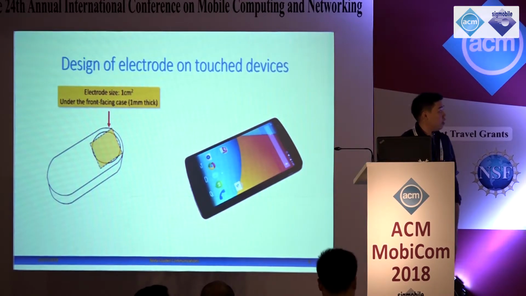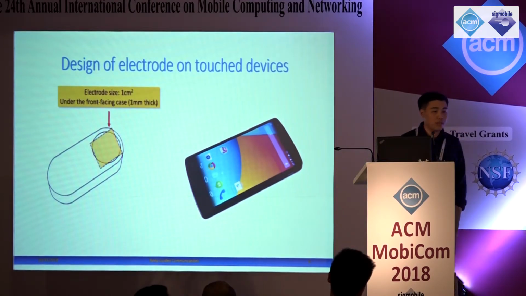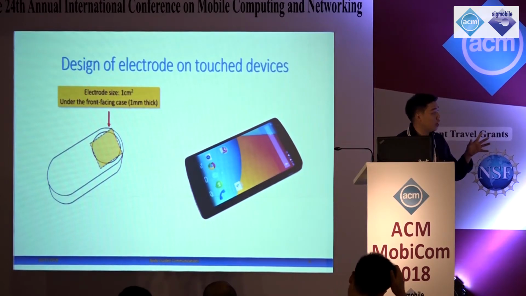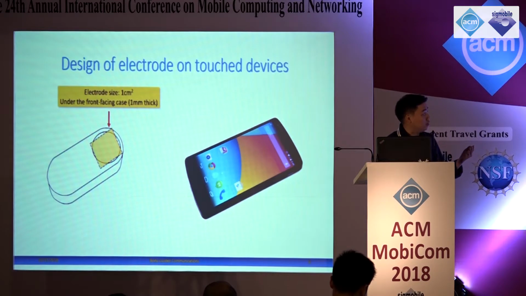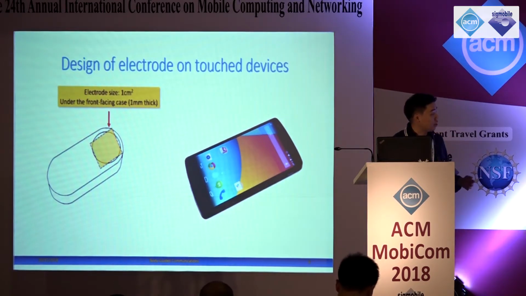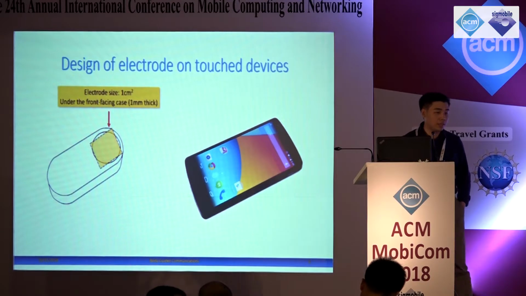So for the design of the electrodes on the touch device, we consider two example designs. One is for an IoT device and one for a phone. For the IoT device, we put the electrode behind the non-conductive layer, and that layer can be 1 millimeter thick, and the size of the electrode is about 1 centimeter square.